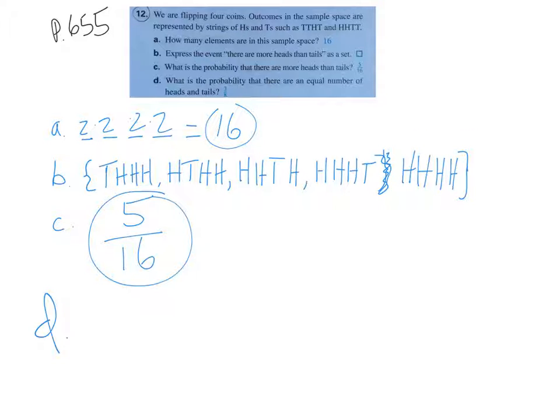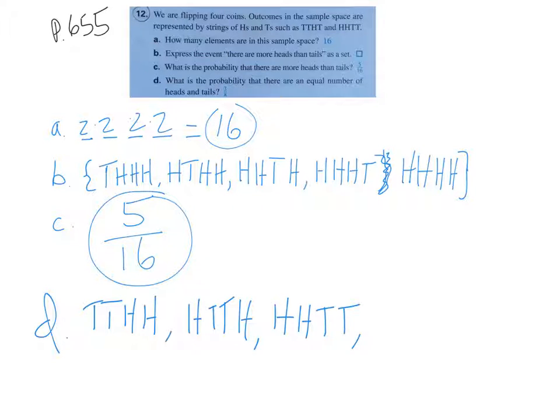So, you could have tails, tails, heads, heads. You could have heads, tails, tails, heads. And you could have heads, heads, tails, tails. Then you can kind of split them a little bit. You could do tails, heads, tails, heads. And you can alternate the other way, heads, tails, heads, tails.